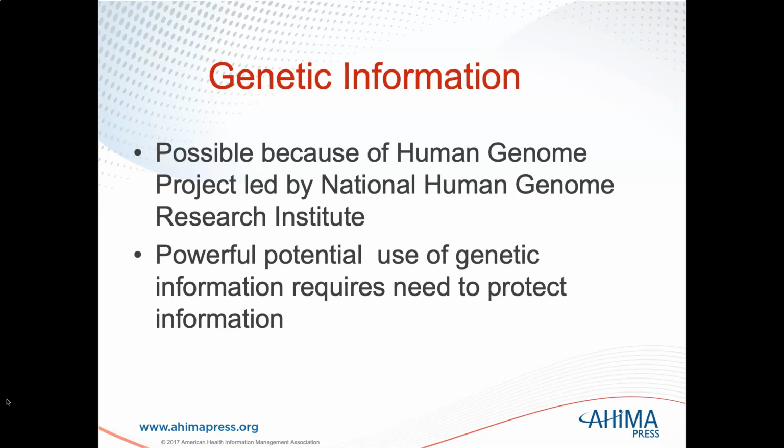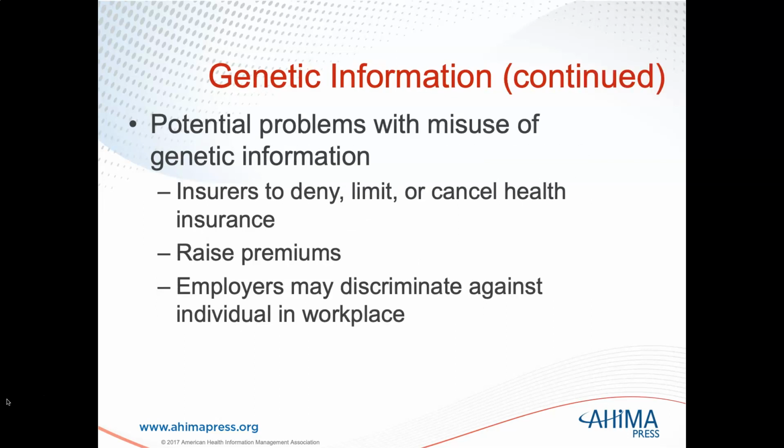Genetic information is another one that has received a lot more protections over time, because there's the potential for powerful use of genetic information. So they're trying to protect it. So that one, again, you definitely need authorization for. It needs to be specific and spelled out and all of that. There's also potential problems with misuse of genetic information. Insurers can deny, limit, or cancel health insurance. They can raise premiums, and employers may discriminate against individuals in a workplace.